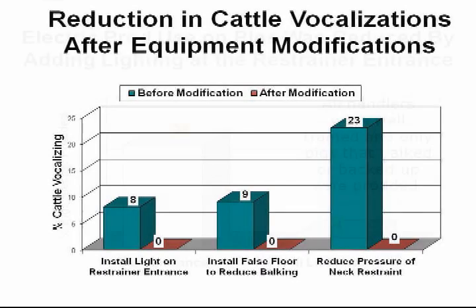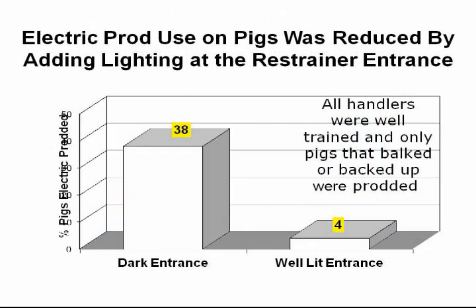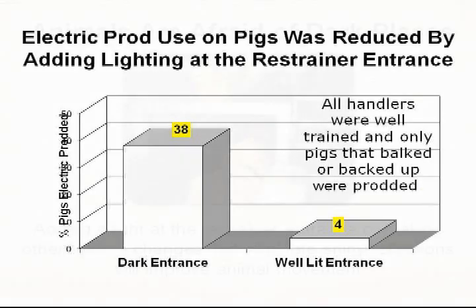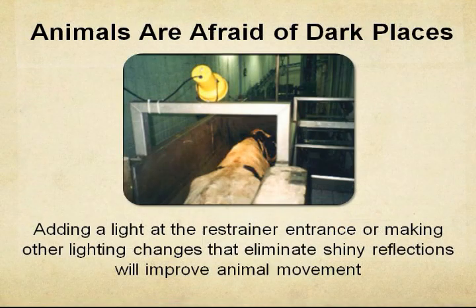And here's putting a light on the entrance of a restrainer to reduce the amount of prodding. Now, of course, in this situation, I've got handlers that only prod the pig that won't go. You know, back in the bad old days, they just had the automatic prod reflex. We just zap everything, you know, 3 or 4 times. We went from 38% having to be prodded down to 4. We could track progress really nicely. There's an example of the light. It's really nice and simple.